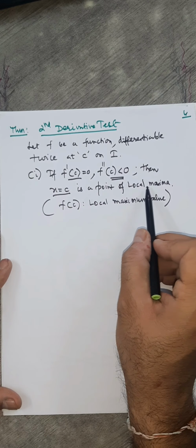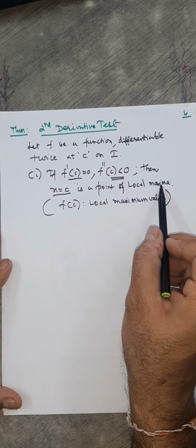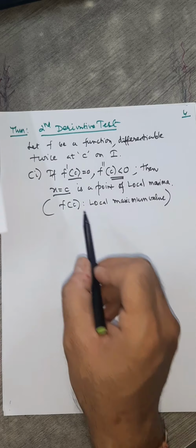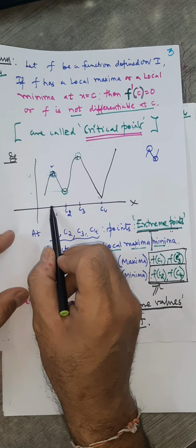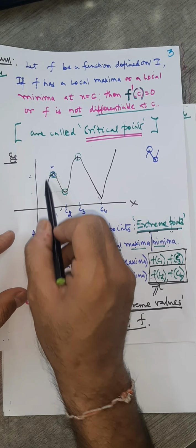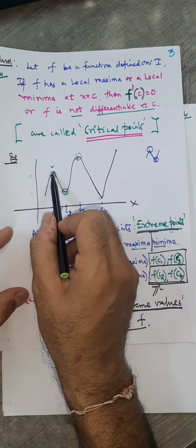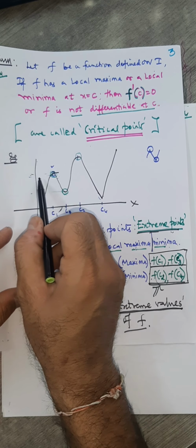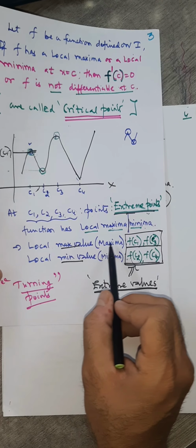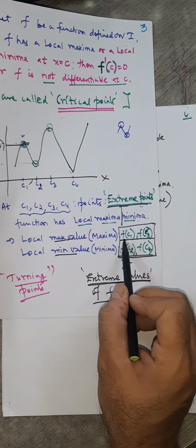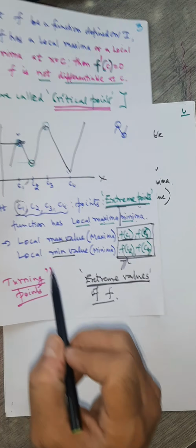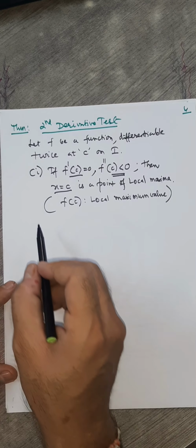At c, the function has a local maximum value, and that local maximum value is given by f of c, as I explained. So this talks about c1 here. At c1, the function attains the highest value in the small portion. But what is that highest value? That is this f of c1 here. The local maximum value is f of c1. This is the point where the function has the highest value. Without proof we are stating.